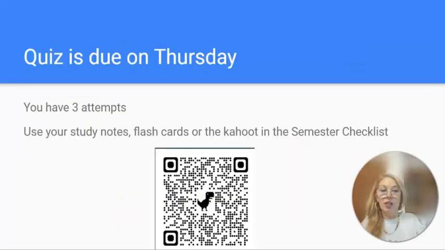Okay, your quiz is due on Thursday. You have 3 attempts on this quiz. Be sure to use your study notes, flashcards, or the Kahoot in the semester checklist to help you study. You can also use this QR code right here to help you study.